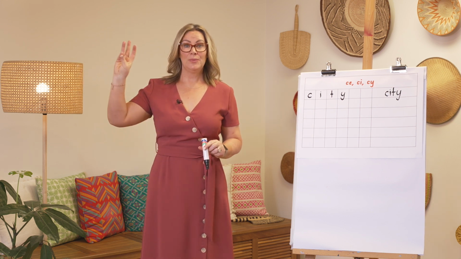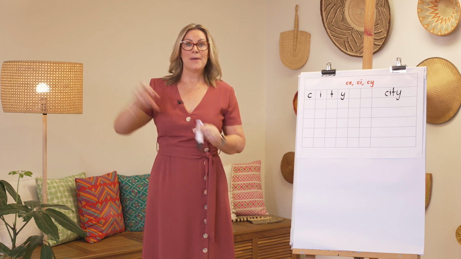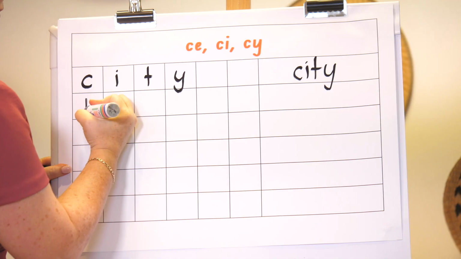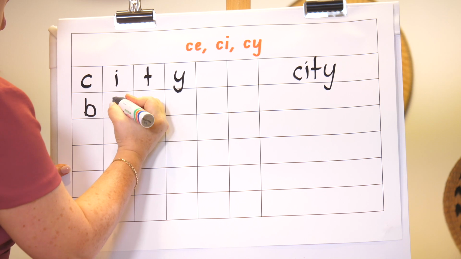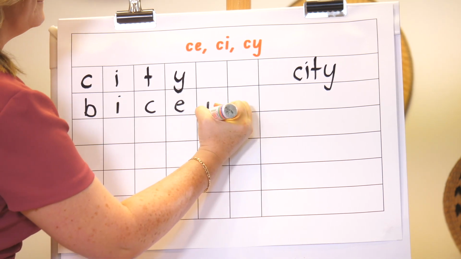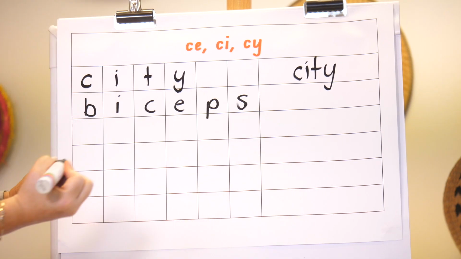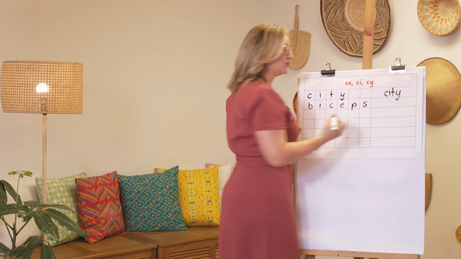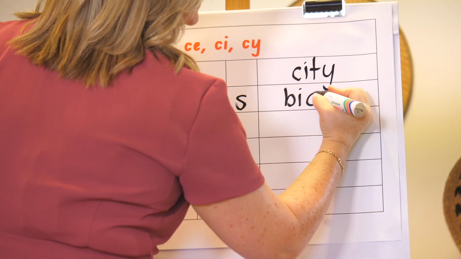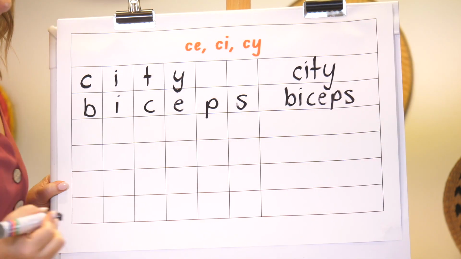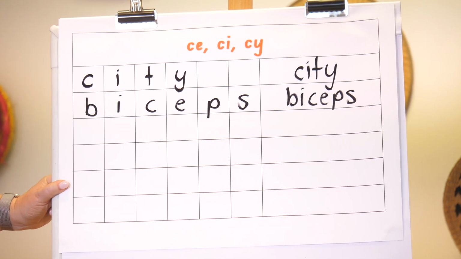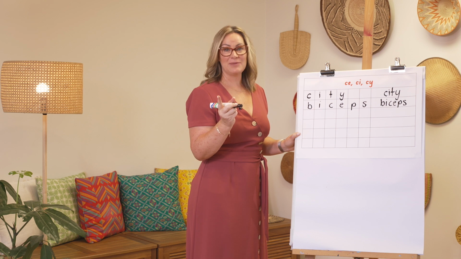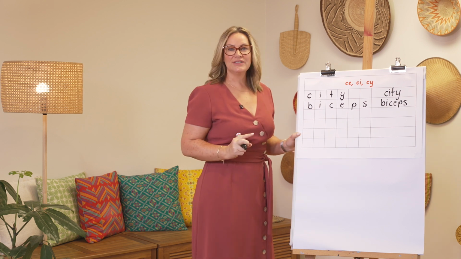Next word, biceps, muscles in our arms, biceps. Tap and say, I, S, S. Elkonin boxes. Word is biceps. Write and say as you go. Biceps. Next word, cinema. Tap and say if you need to. If you don't need to tap and say, write it in its Elkonin boxes. Go.